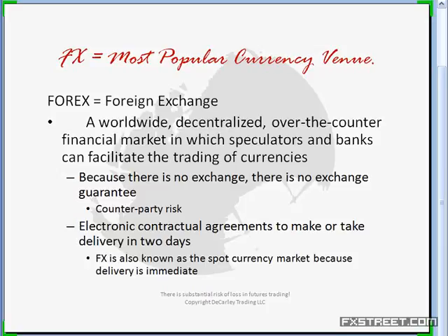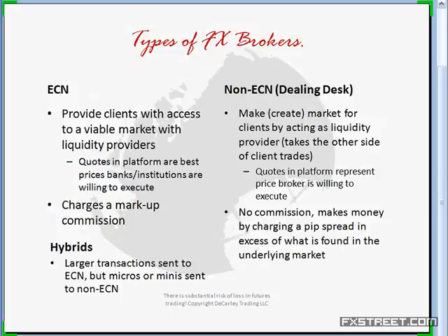We all know that Forex is basically an electronic contract to make or take delivery in about 2 days. Forex is also known as a spot market because delivery is immediate. It's delivered on the spot. There's 3 types of Forex brokers, and this is where even people trading Forex sometimes don't always realize or even understand.